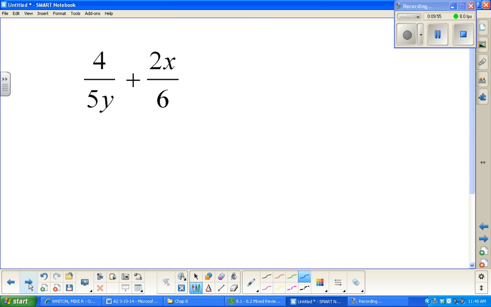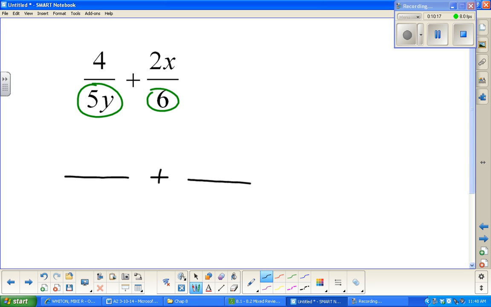Okay, something like this. We have 4 over 5y plus 2x over 6. Okay, need a common denominator here. So again, look at what your denominators are. Okay, 5y and 6, and we want to rewrite this problem so that the denominators are common so we can then just add the numerators. Okay, so we're going to do the same exact thing.